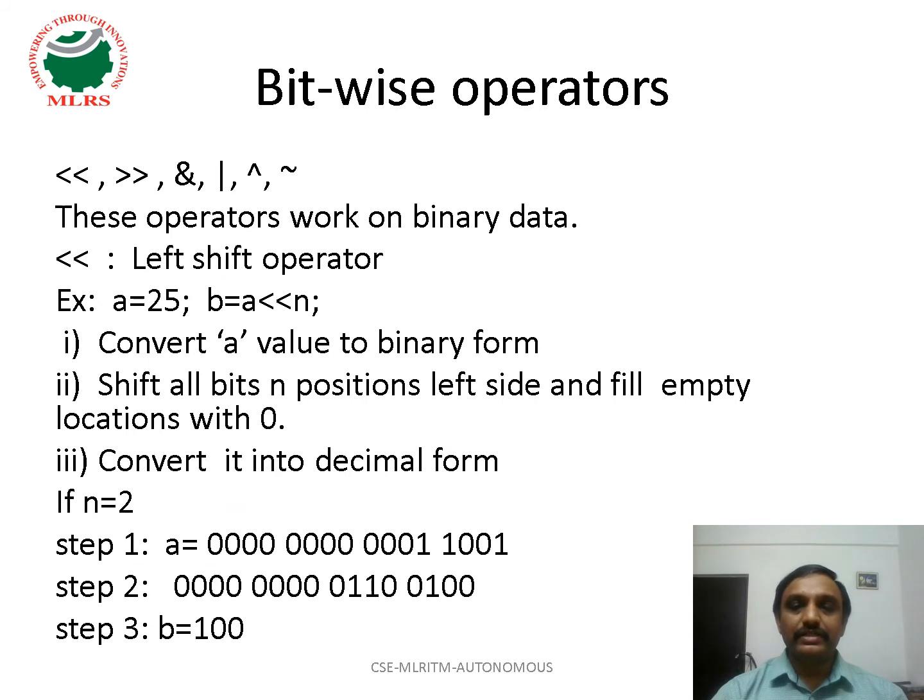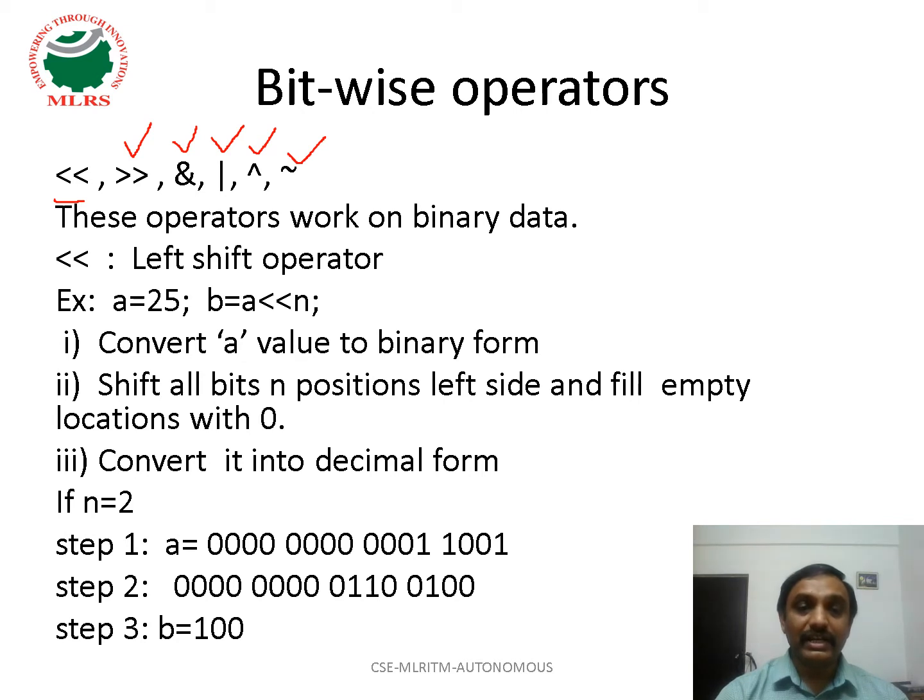Next operator is bitwise operators. Here mainly we have 6 bitwise operators. First one is left shift, right shift, bitwise AND, bitwise OR, bitwise XOR, bitwise NOT. Now see the first one is the left shift operator. The main thing we have to observe in the case of bitwise operators is that these operators work only on binary data.